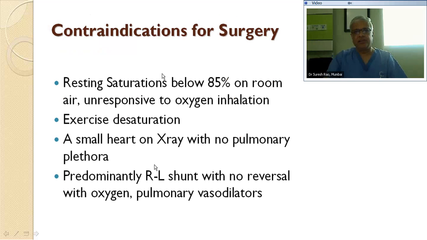Certainly, contraindications for surgery are present. Resting saturations in a child below 85% on room air, unresponsive to oxygen inhalation when the saturation goes up. Or if a child is a little older, exercise desaturation certainly forms one of the things we need to look out for, whether surgery is going to help this child or not. A small heart on the X-ray with no pulmonary plethora, predominantly right to left shunt with no reversal with oxygen or pulmonary vasodilators. I think all taken together forms contraindication for surgery.